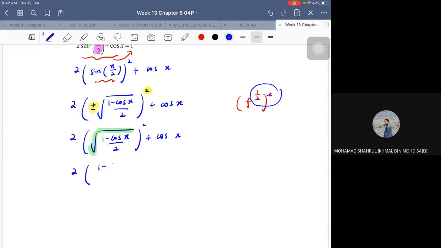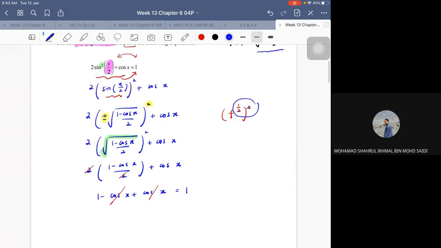So yang ni akan jadi 1 tolak cos X per 2 kuasa 1. So tambah on this side, I'm going to have cos of X. So kita pun simplify. So 2 ke atas dengan 2 kat bawah. So here I'm going to end up with 1 tolak cos of X tambah cos of X. And of course, negative cos X tambah cos X dia akan jadi kosong. So therefore, my function is going to end with being 1.